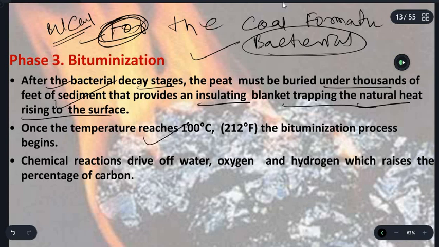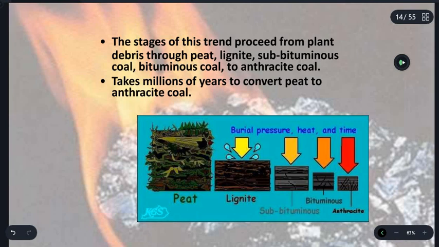Once the temperature reaches 100 degrees centigrade, that is approximately 212 Fahrenheit, the bituminization process begins. Okay, chemical reaction started, driving off the water, oxygen and hydrogen, which raises the percentage of carbon gradually. ठीक है. So these are the stages.